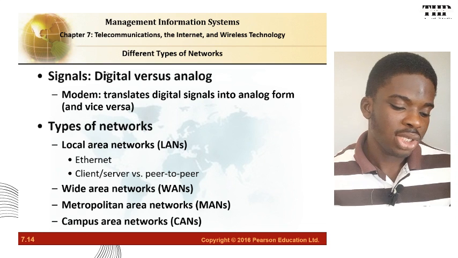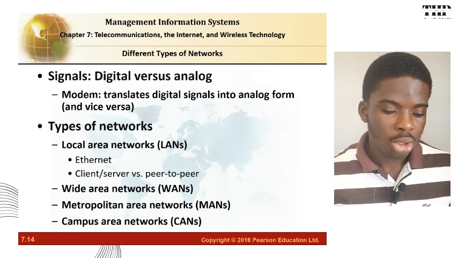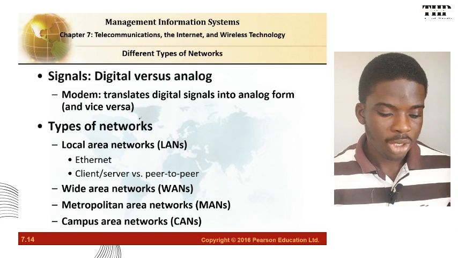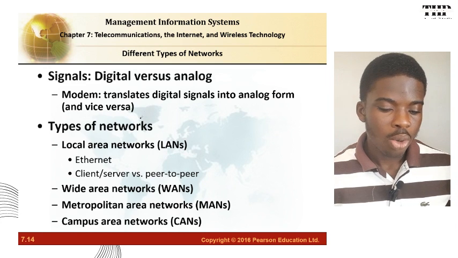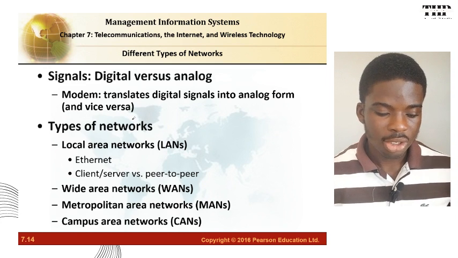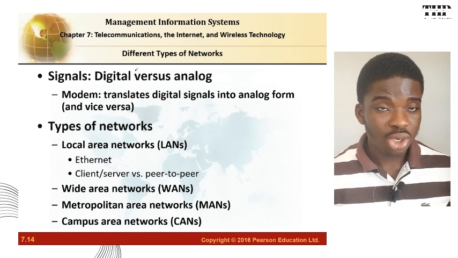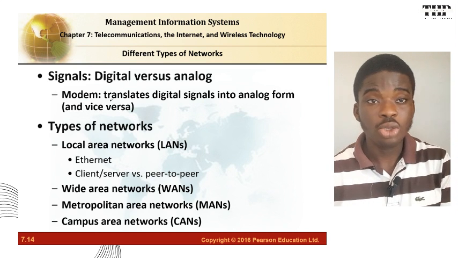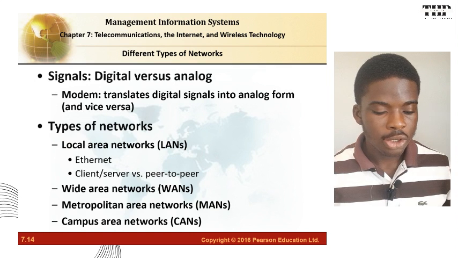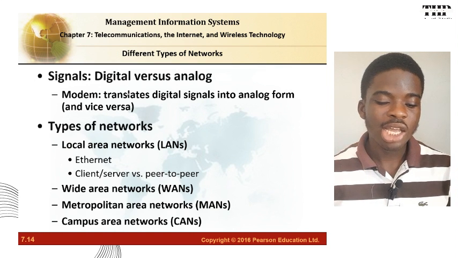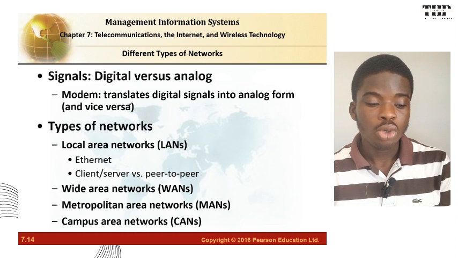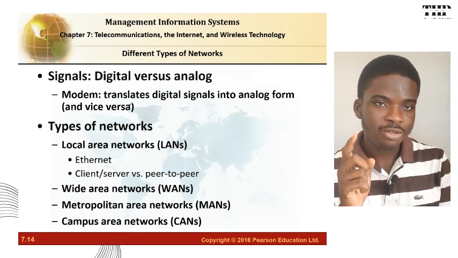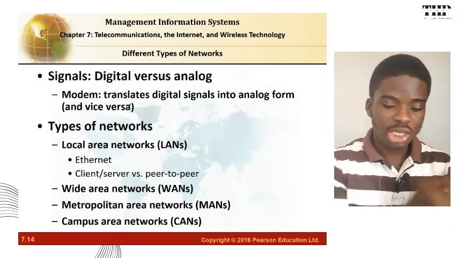So here it says what? Signals. There's the digital versus the analog. What's a modem? A modem translates digital signals into analog form and vice versa. When you're talking about networks, we have signals. The signals are not the types of network, but as we progress, we'll break that down. So the modem translates digital signals into analog form and vice versa. You can also translate analog signals to digital form.